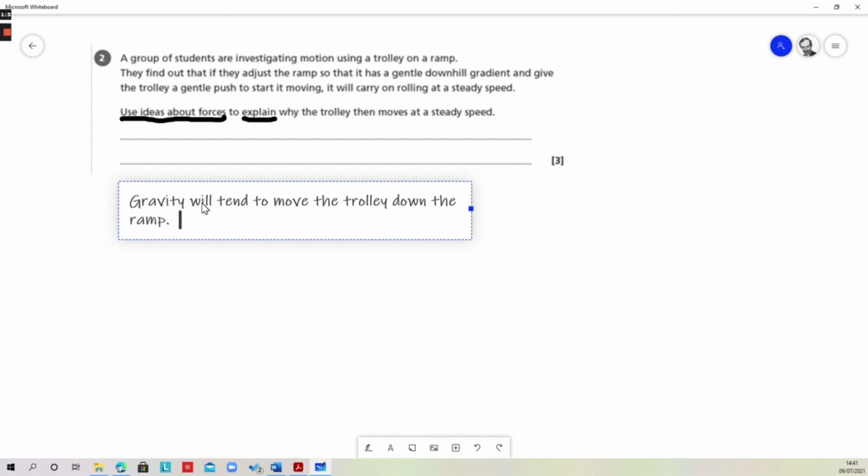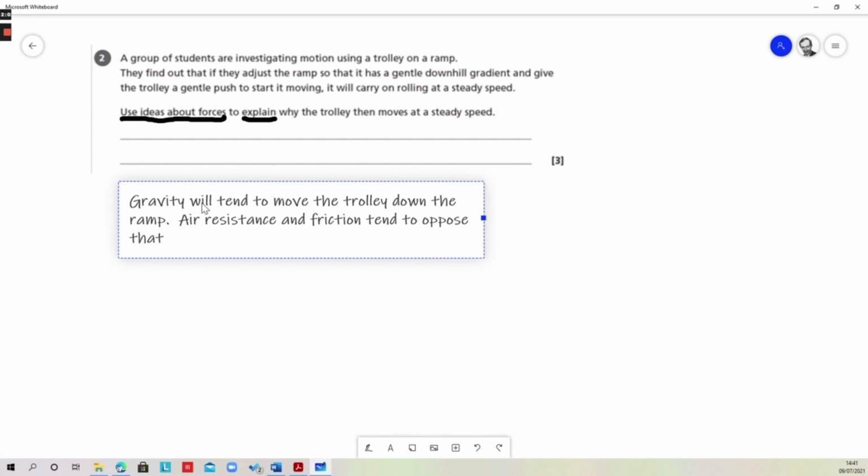But we also know that gravity is not the only force that is going to be acting. There will be other forces acting, and they will include air resistance. So let's refer to air resistance there, and friction. What those forces will tend to do is to oppose the motion of the trolley down the ramp. So let's add that as well. So air resistance and friction tend to oppose that motion.